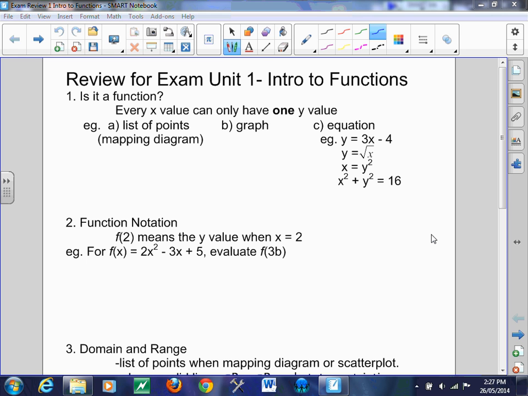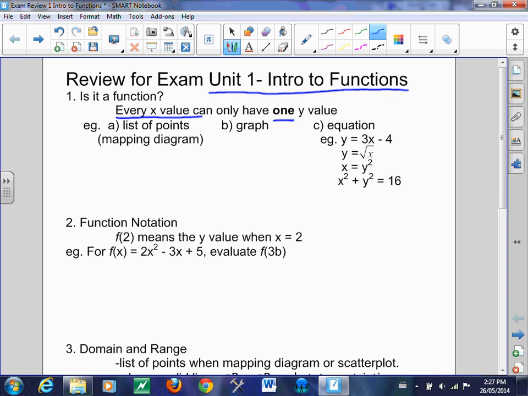So today we're going to focus on reviewing for Unit 1, which is Intro to Functions. I know it's been a long time since the beginning of the school semester, so we're going to go back and review things. Number 1, it says, what is a function? Just remember, a function is where each x value has only one y value.